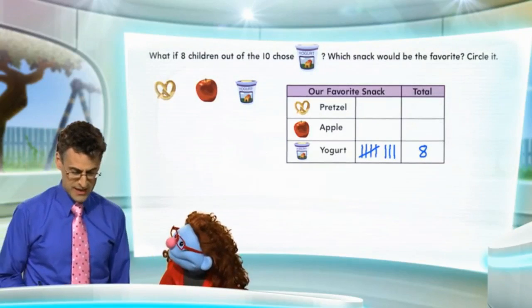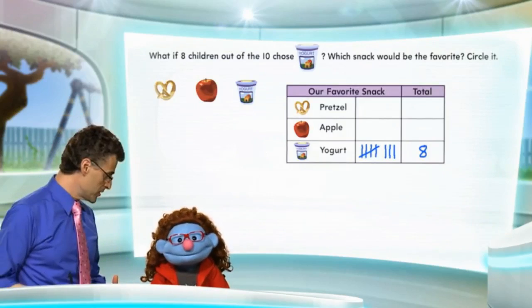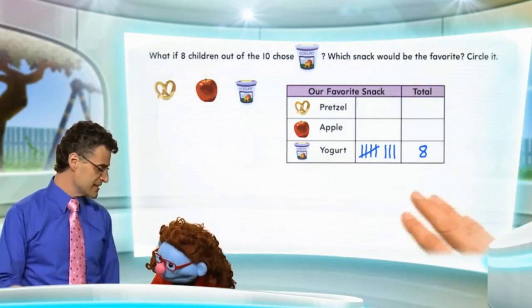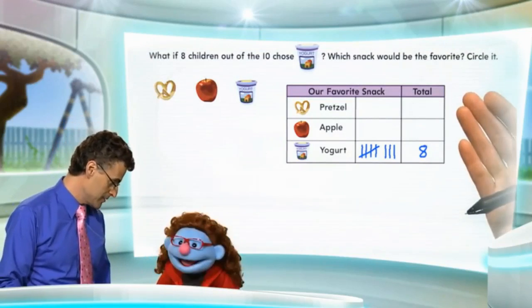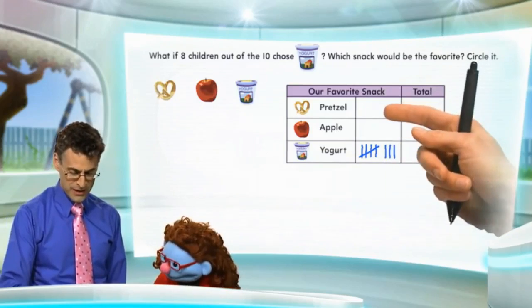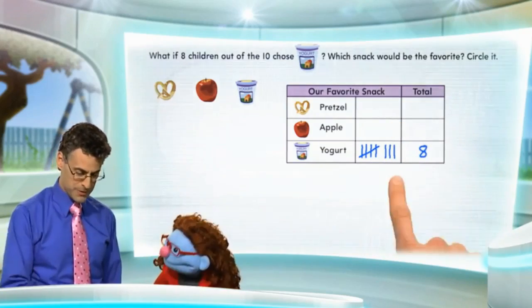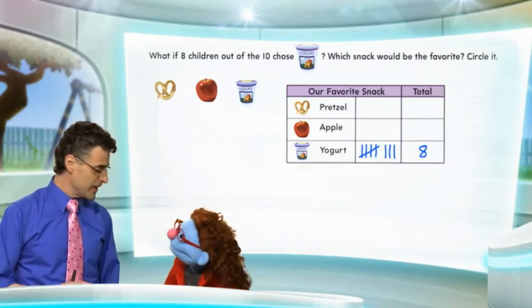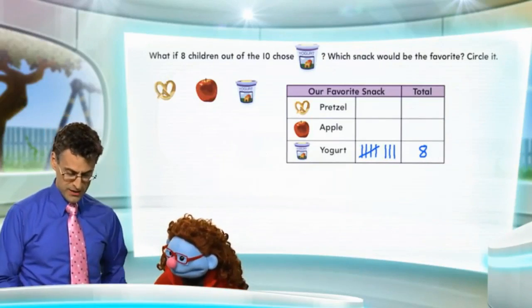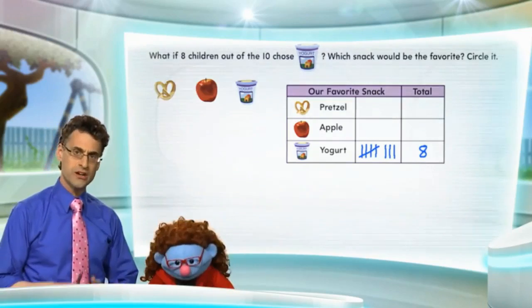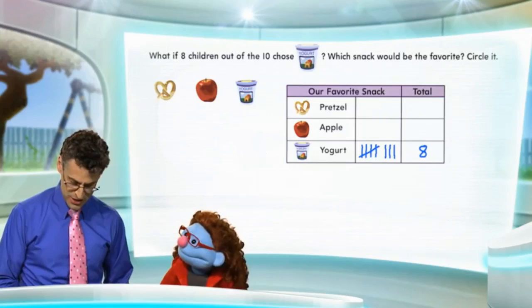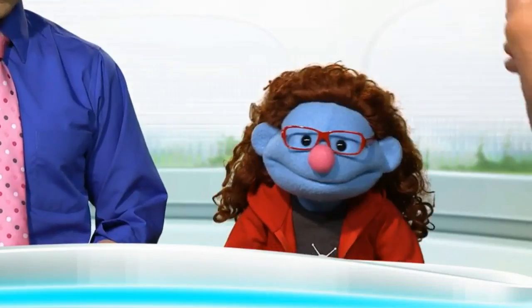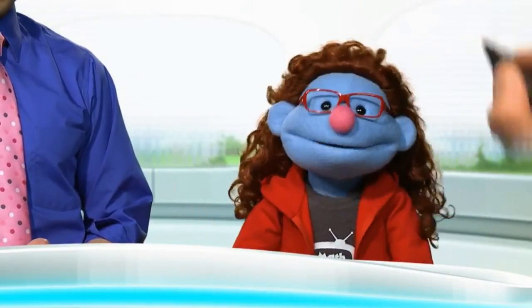Now, the question is, if we know that there were 10 children in all, and 8 selected yogurt, since 8 is actually more than half, we know that there's no way that pretzels or apples could be more popular than yogurt. That is true, Professor Burger. So without even knowing the other votes, we know we can stop right here and say, you know what? This tally chart tells us that, in fact, yogurt would be the favorite snack. Oh, yogurt is the favorite snack.